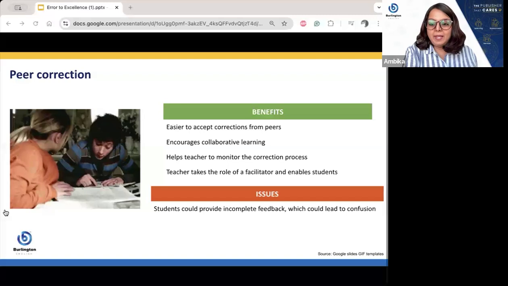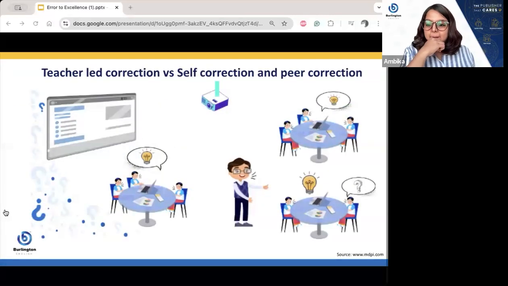So now let us look at teacher led. What is your opinion, guys? So, teacher led versus self versus peer. Which technique do you guys prefer? There's a question how to minimize the risk of overcorrection. Yes, Anukriti, I think that is something we definitely need to work on as teachers.